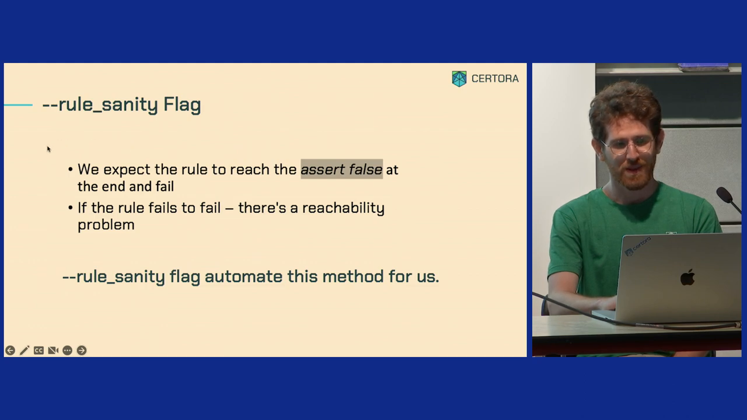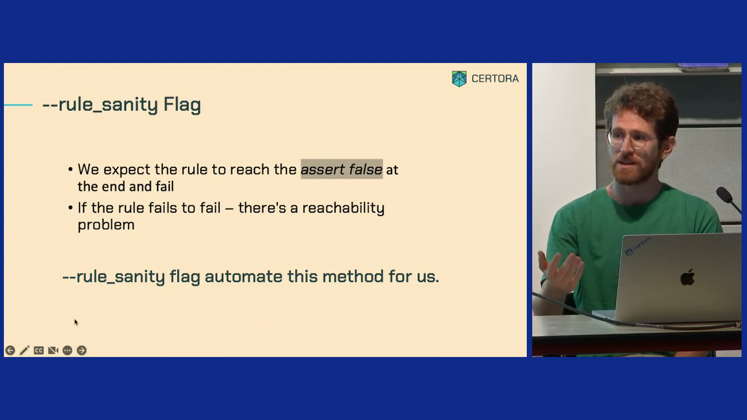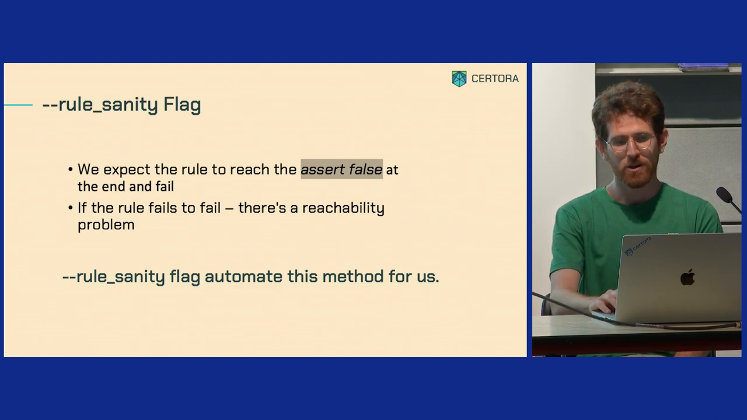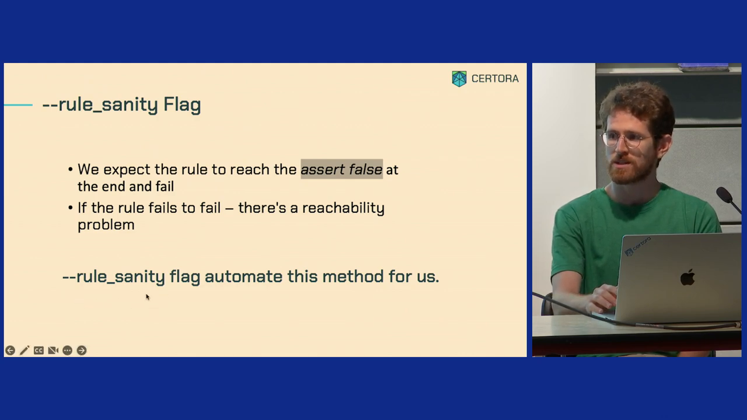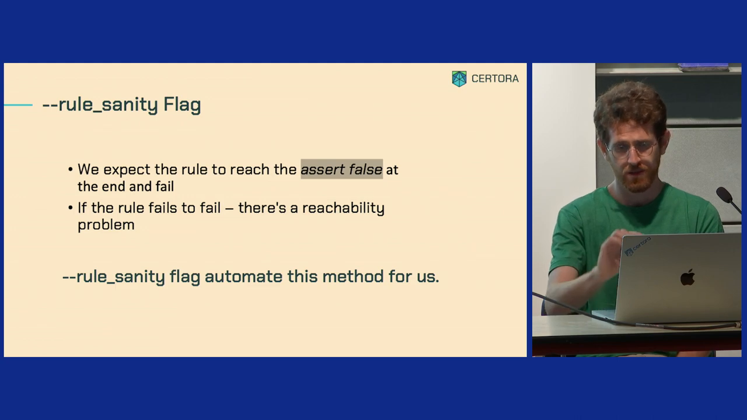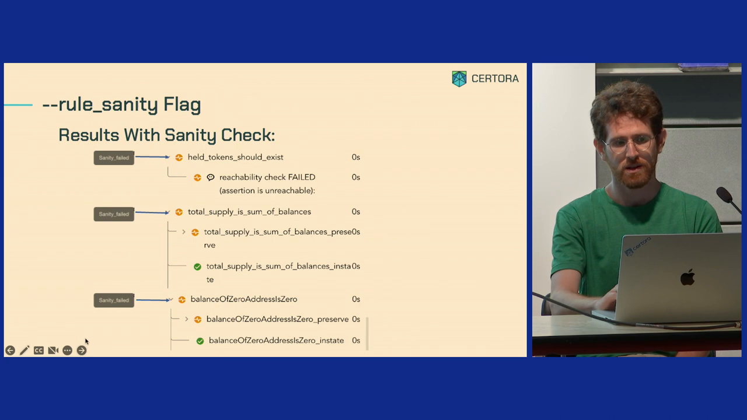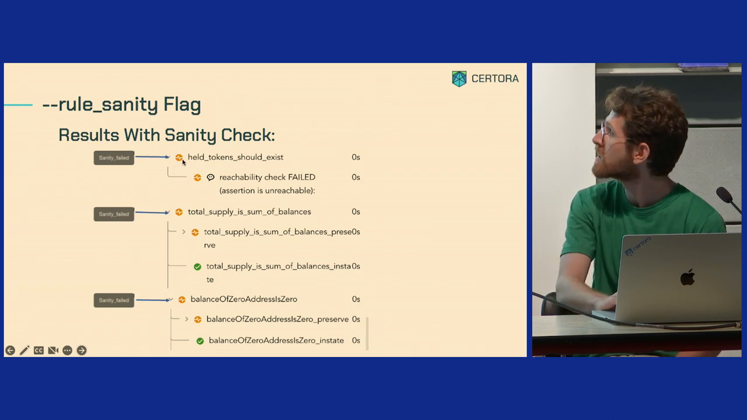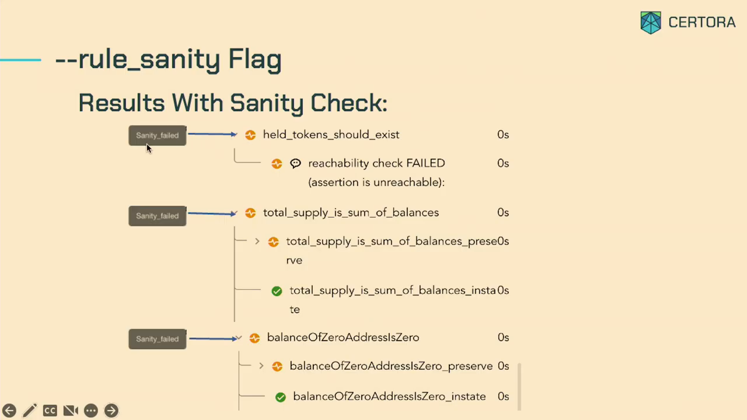Great. So this is the method that we suggest using, adding assert false at the end. And because this kind of method can be quite cumbersome, we provide you with a designated flag, which is called rule sanity, which automates this process. You don't have to insert assert false at the end or unpack invariants. You can just use this rule sanity in your run script, and then it will give you this result page. And as you can see, the orange icon with this lifeline is saying that the sanity is failed. And you can see this is true for all three rules that we've seen, because we actually really required a vacuous invariant on the other rules.